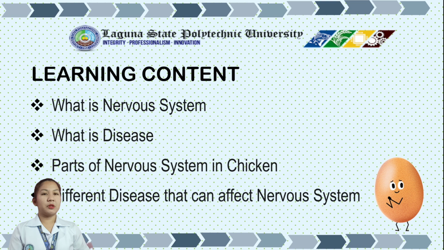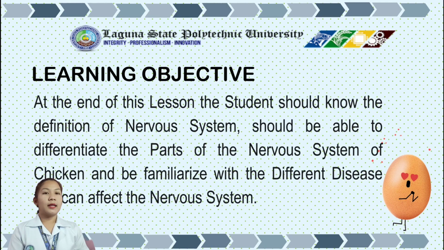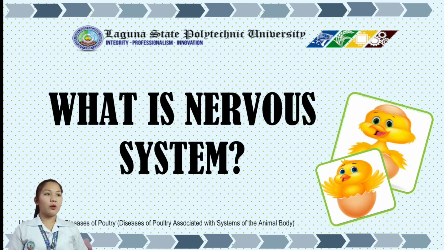But before that, let me read to you the learning content. First, what is the nervous system? Second, what is disease? Third, parts of the nervous system in chicken. Fourth, different diseases that can affect the nervous system. Next are the learning objectives. At the end of this lesson, the student should know the definition of the nervous system, should be able to differentiate the parts of the nervous system of chicken, and be familiarized with the different diseases that can affect the nervous system.